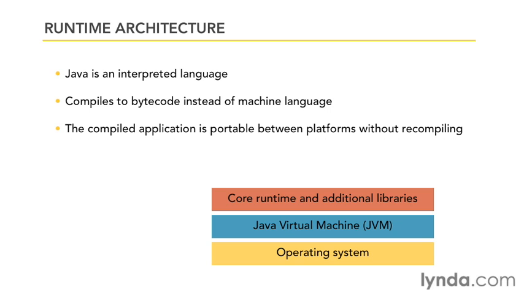The core runtime is sometimes called the Java Class Library, and it consists of all the functionality that's provided with the core Java Developer Toolkit. And finally, your application runs on top of all that, once again as compiled bytecode.